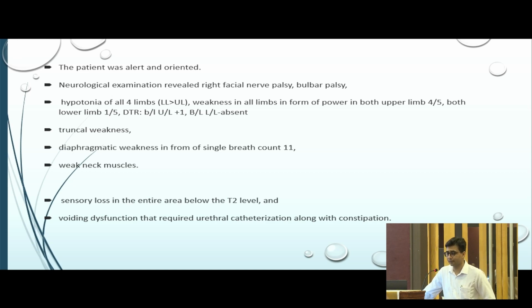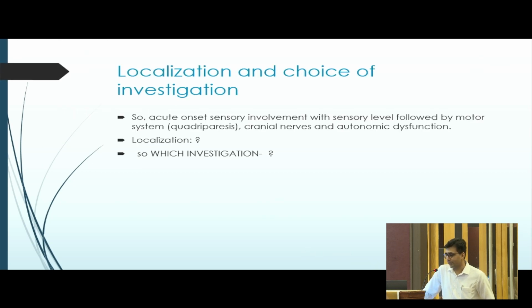He required an enema. So now, based on the history and examination, neurologically, first of all, after assessing the history, we decide the level of localization. Based on this history and examination, anyone? First is GBS. So which are the points against GBS in this case? Yes, both are factors that are against GBS. So localization and choice of investigation.